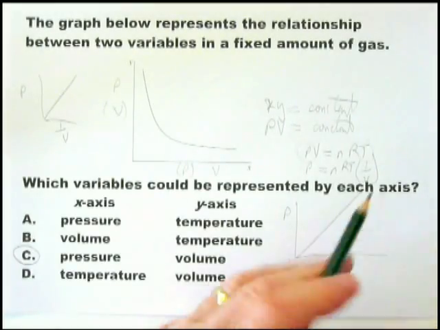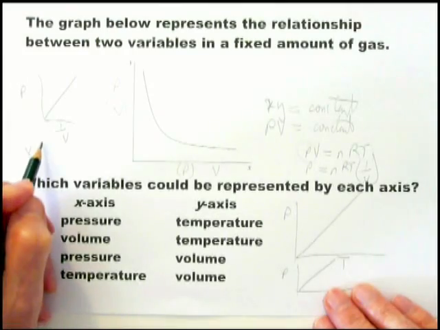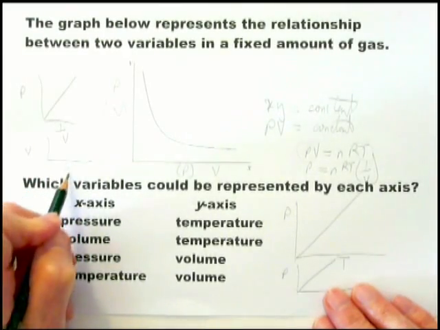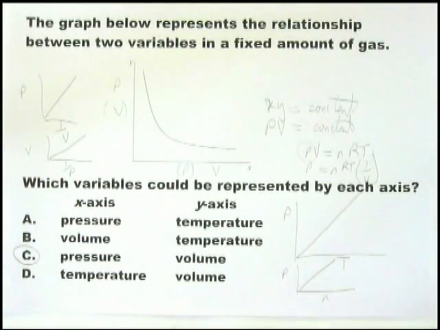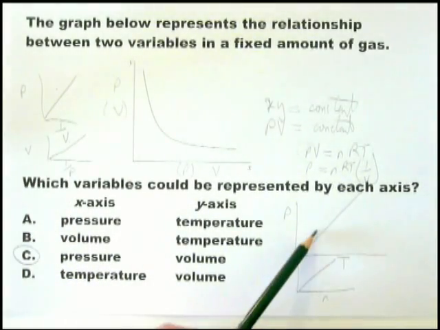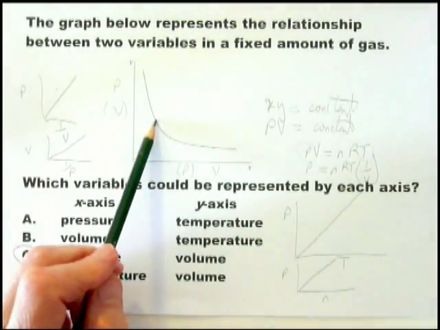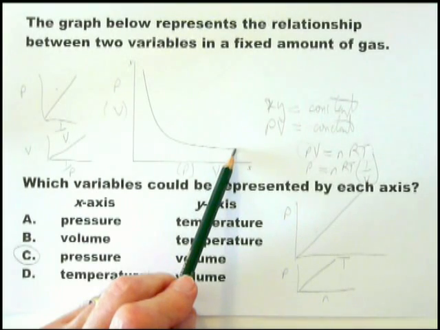By the way, if they change that around, you can put volume against 1 over P, and you get a straight line. So what I'm telling you is that in all the graphs that they will give you, most of them will be straight lines, and only this one has this parabolic curve.